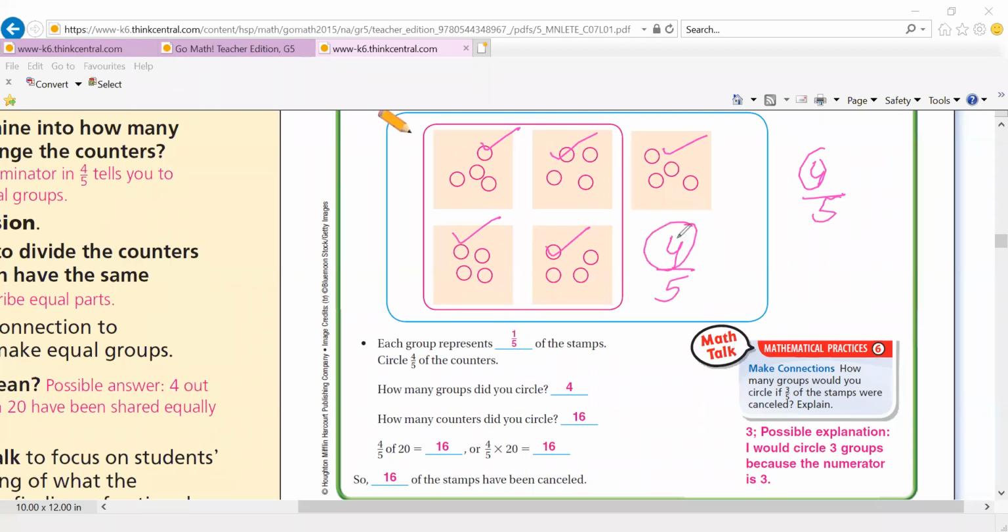So in 4 groups, how many counters are there, girls? In 4 groups, how many counters are there? 4 plus 4 plus 4 plus 4. If you count, 4 groups out of 5 groups have how many counters? These 4 groups have how many counters if you count? You have 16 counters.